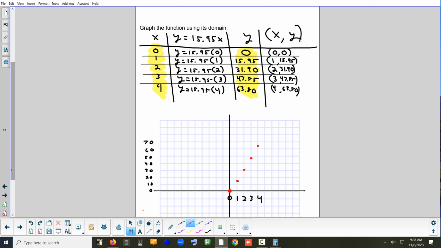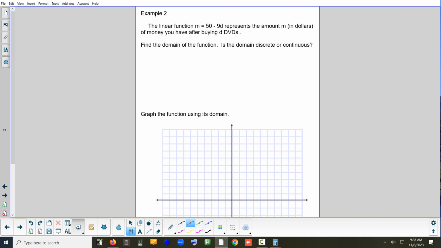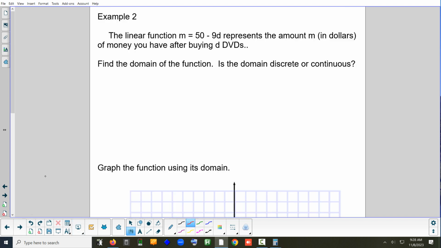All right, so we got two more pretty similar to that. I'm going to let you guys try example 2. So I think you've already got it on your guided notes. Just make sure it's the same thing. It says the linear function m equals 50 minus 9d represents the amount of dollars of money you have after you buy D DVDs. So find the domain of the function.